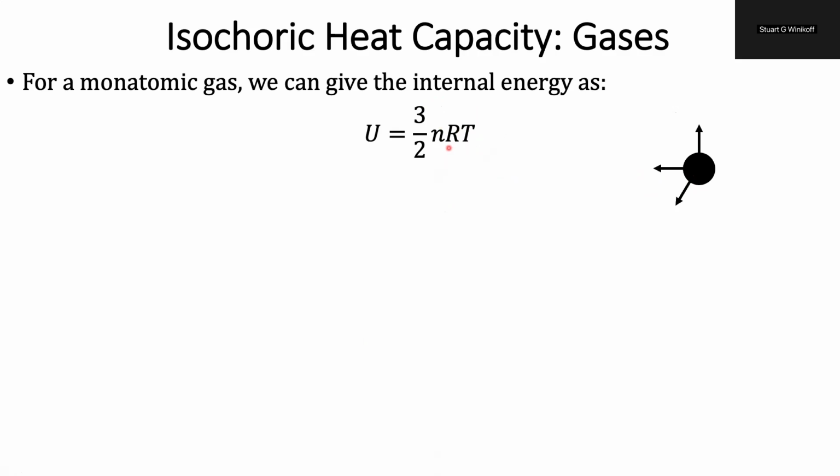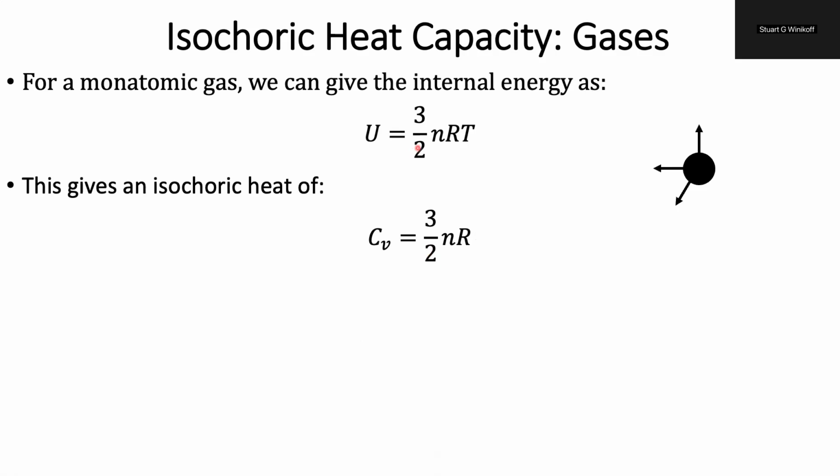Beautiful. I know how much gas I have. I know the temperature. I know the internal energy due to kinetic motion. It's beautiful. But here's the nice bit, that if I take the derivative with respect to temperature, I get the heat capacity, which gives us a heat capacity of 3/2 nR. So for any monatomic gas, so this is really useful for our noble gases, we have our heat capacity.